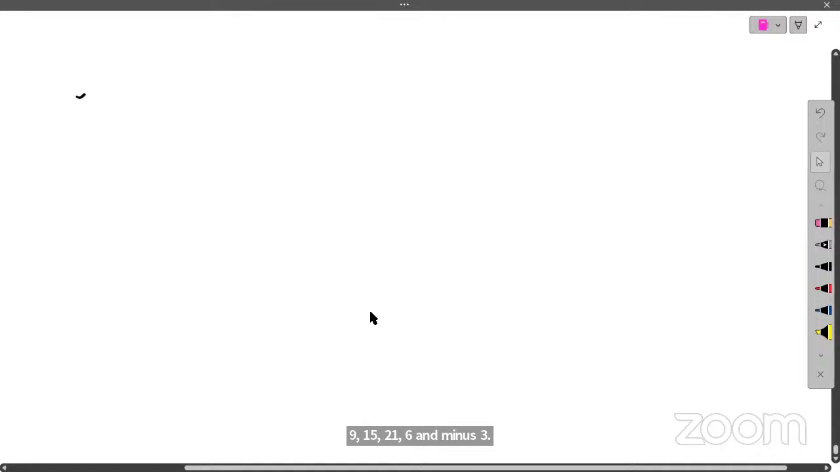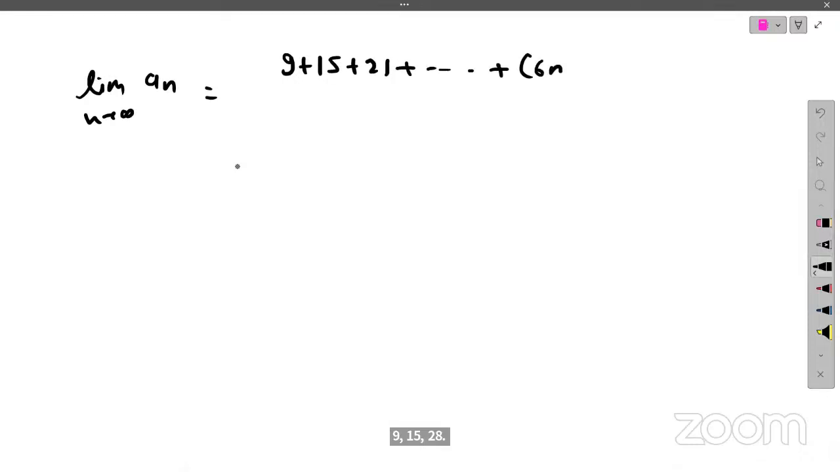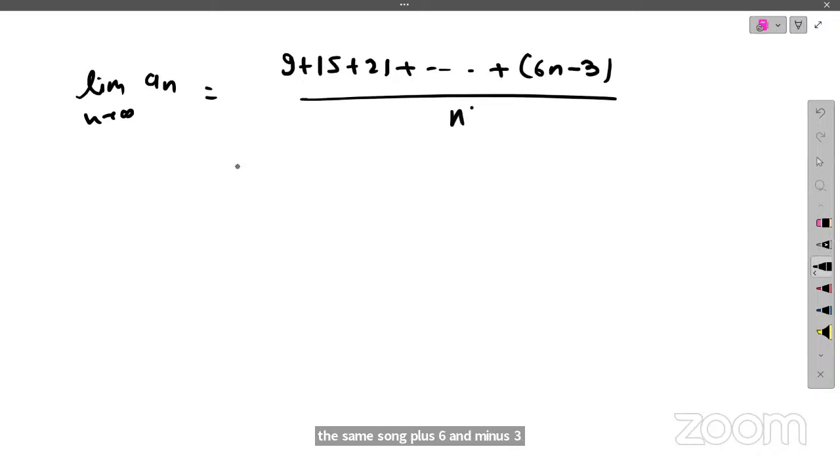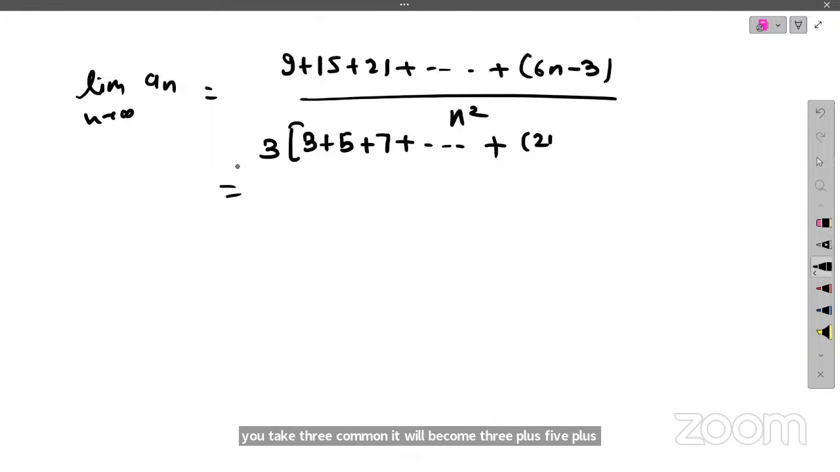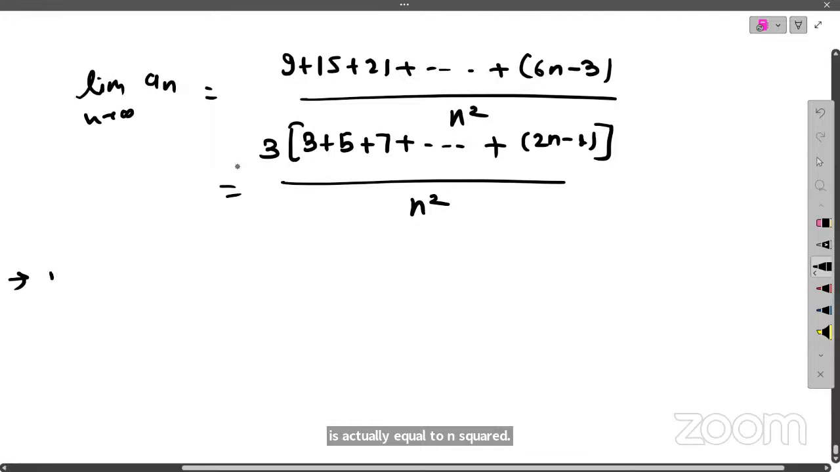So this is the limit as n goes to infinity of 9 plus 15 plus 21 and so on, plus 6n minus 3, upon n square. What you have to do: if you take 3 common, it becomes 3 plus 5 plus 7 and so on plus 2n minus 1, upon n square. Now one remark you have to consider: the sum of the first n odd terms is actually equal to n square. So that is the sum.